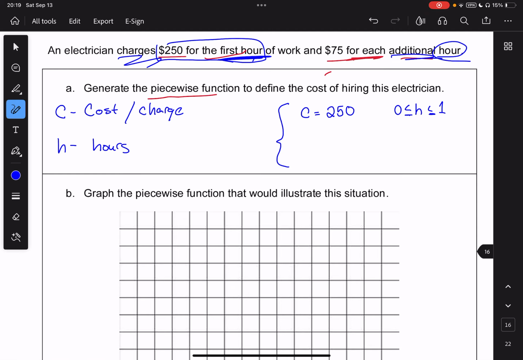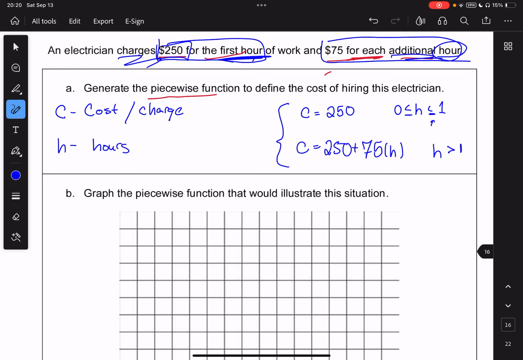The second equation we have, we're going to say C is equal to, so we have $250 for the first hour, so we can say 250 plus $75 for each additional hour. So it's going to be plus 75 times H. And that's going to be when our hours are greater than 1 and not equal to, because we already said that equal to is in our first spot.